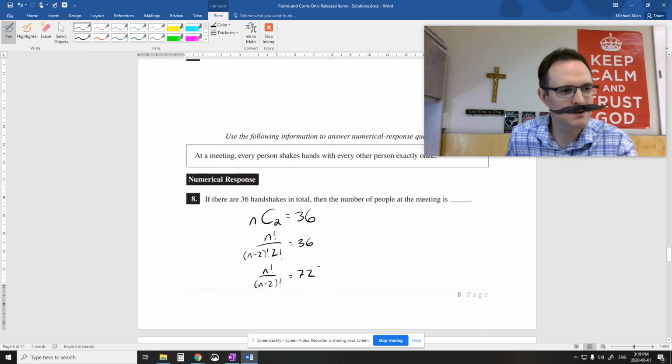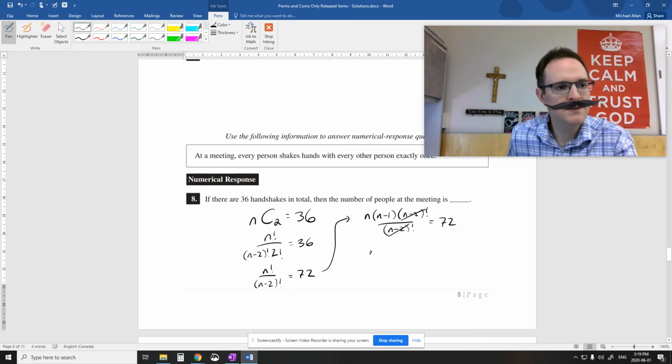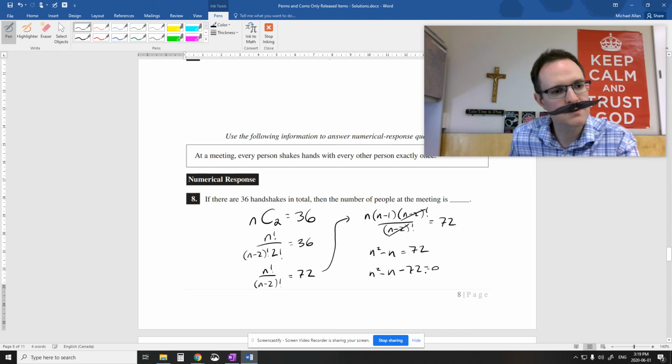And then I'm just going to expand out that n factorial. So n times n minus 1 times n minus 2 factorial. You could have just guessed early, honestly, but if this was like a written response question, you'd want to write it all out anyway. So make it equal to 0. What two numbers multiply out to 72 and add to -1?